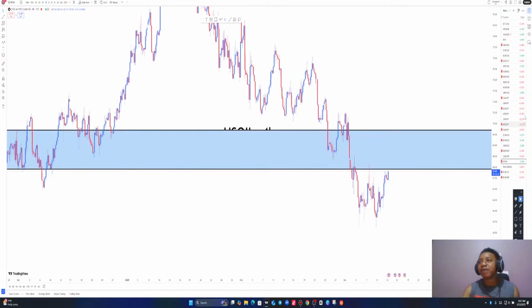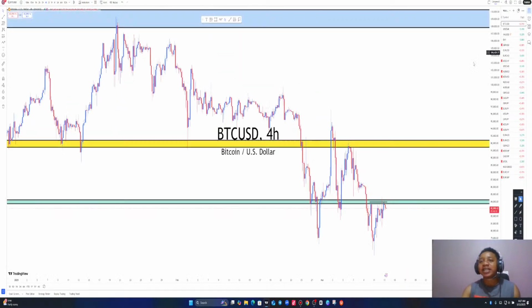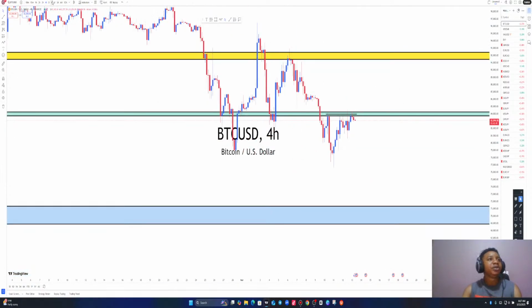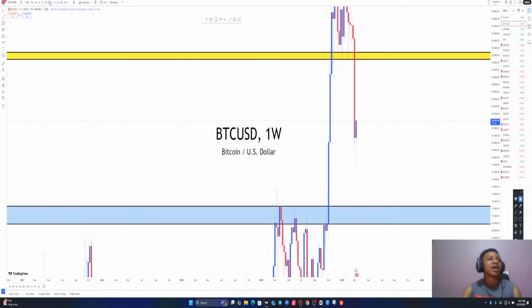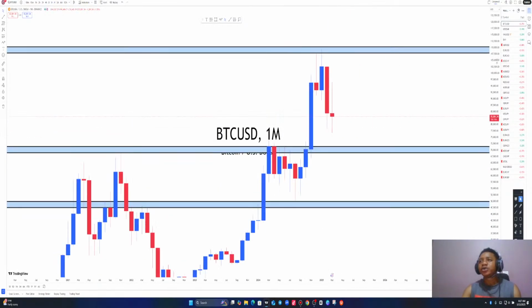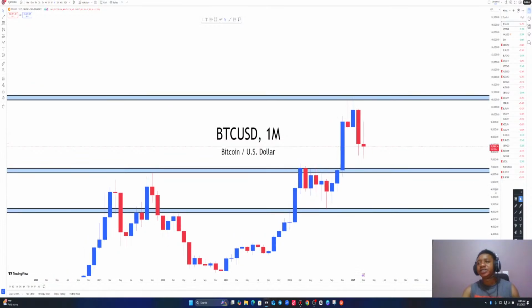I'm seeing BTC USD by Ngala. Ngala is saying BTC USD. Let's check it out very quickly. Okay, so BTC USD, what do we have over here? Let's take it all the way to a monthly time frame. All right, so this is the monthly time frame of BTC USD.